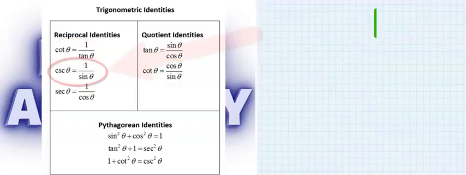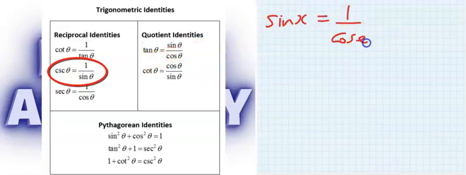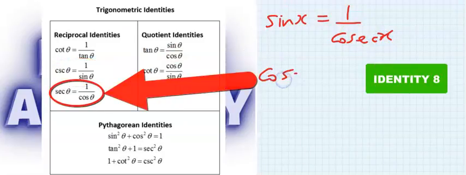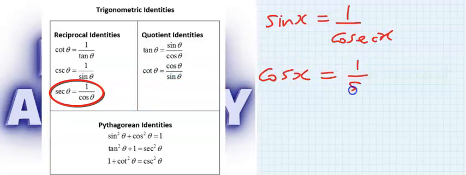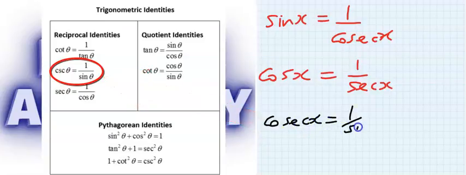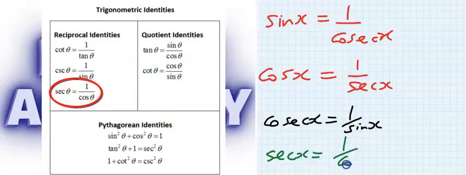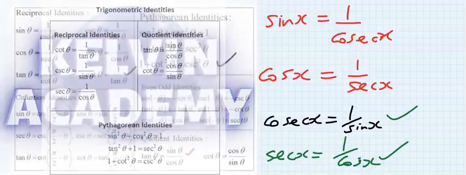The identities to remember: sine x is 1 over cosec x, and also cos x is 1 over sec x. We can also write it the other way around, that cosec x is 1 over sine x, and we can say that sec x is 1 over cos x. Very important identity to remember.